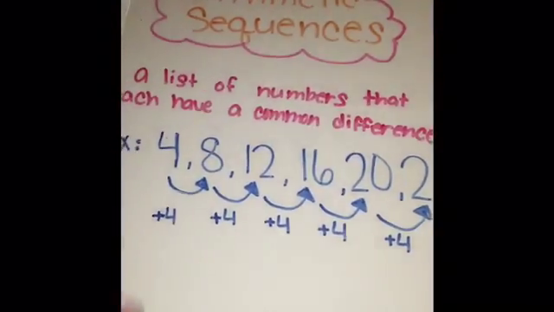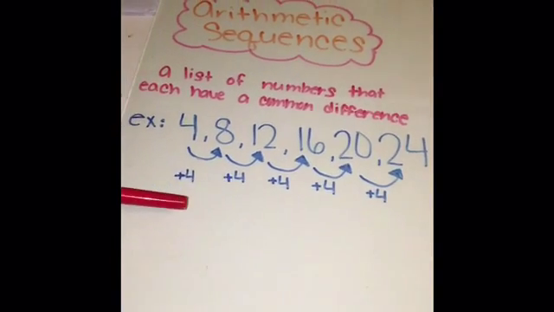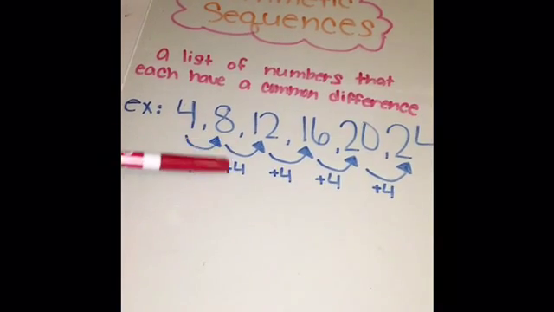Arithmetic sequences are lists of numbers that each have a common difference. For example, 4, 8, 12, 16, 20, and 24 are all separated by the same difference, 4. So from 4 to 8 is 4, and 8 to 12 is 4, and so on.